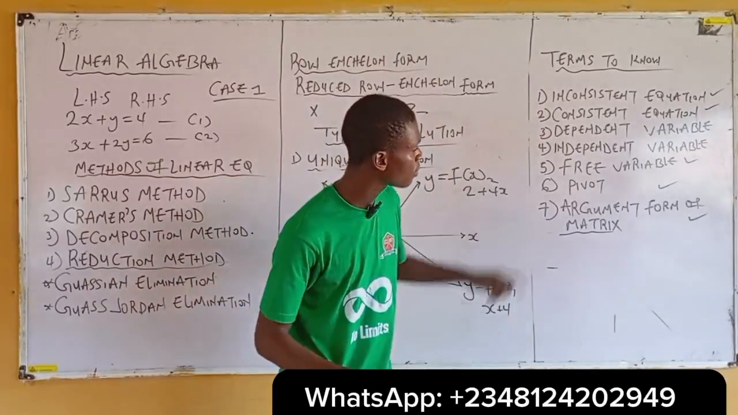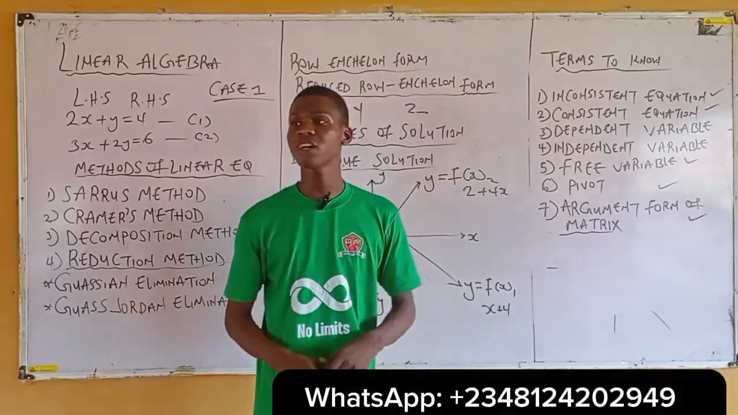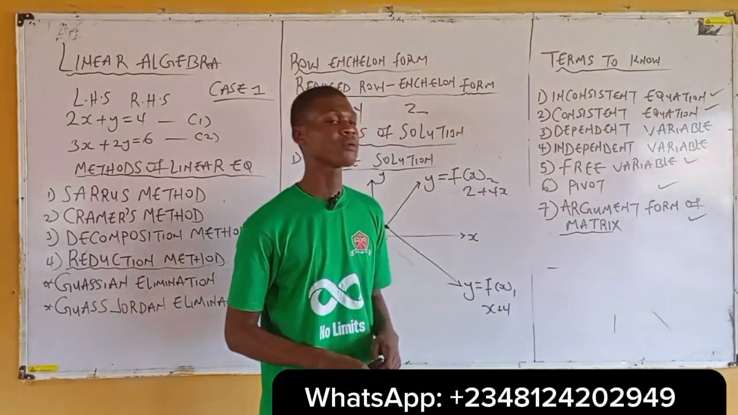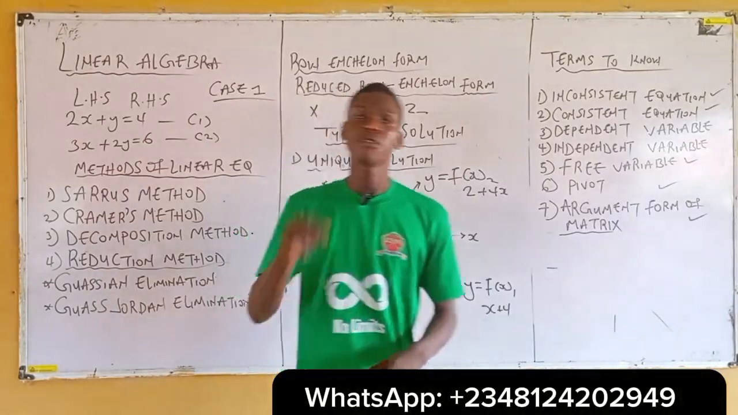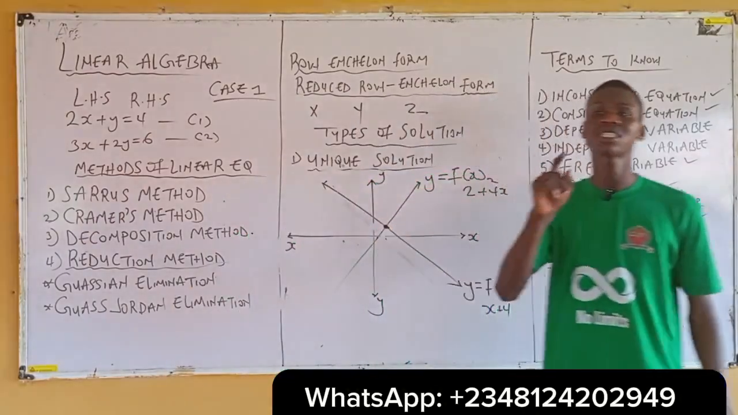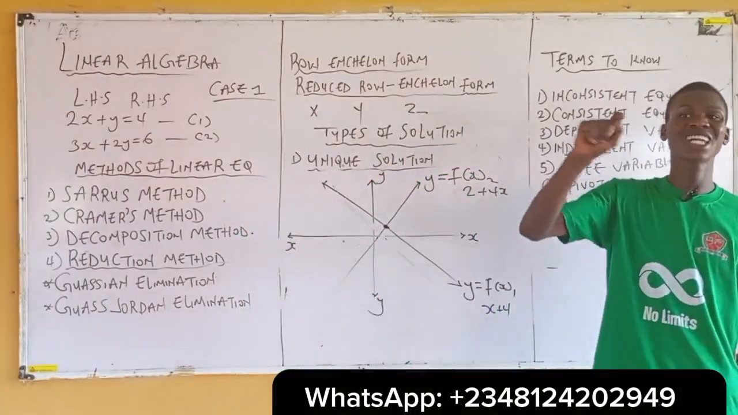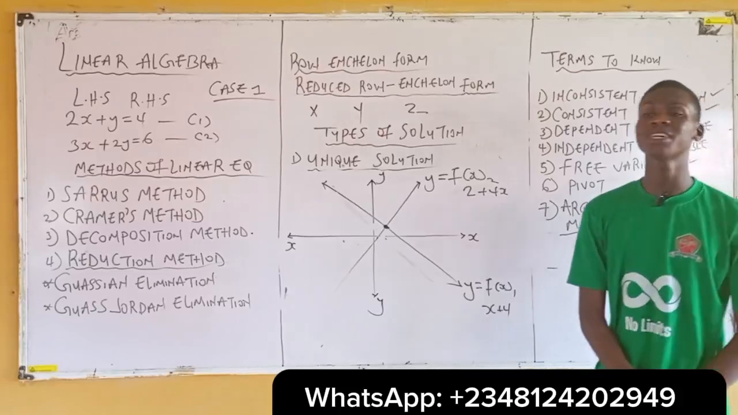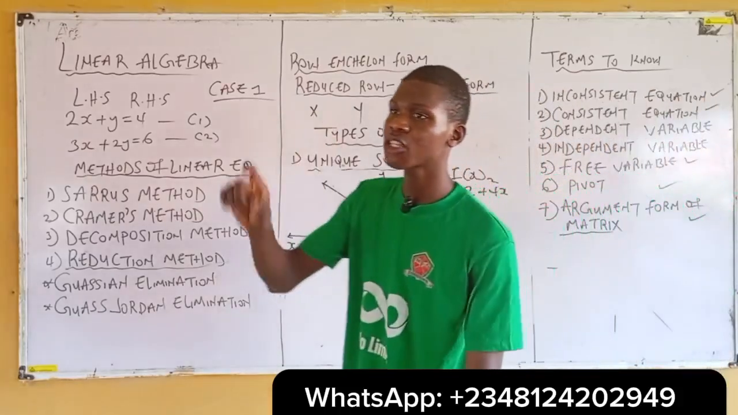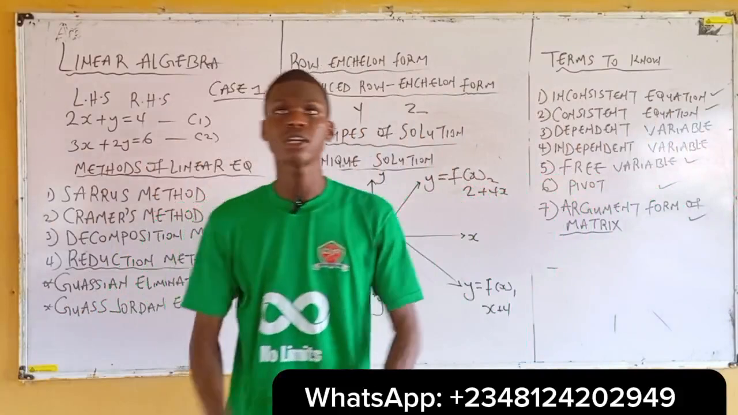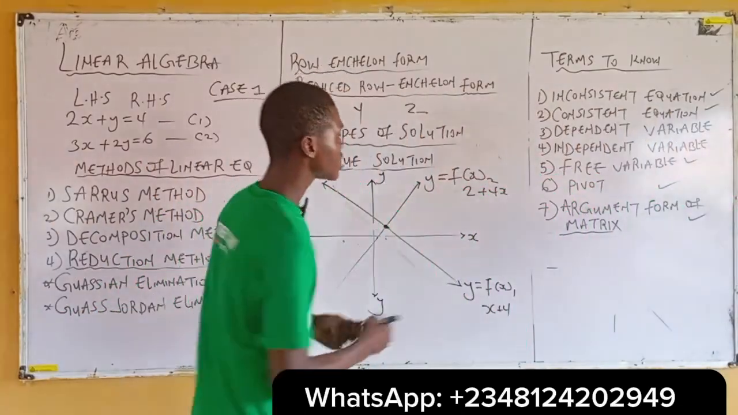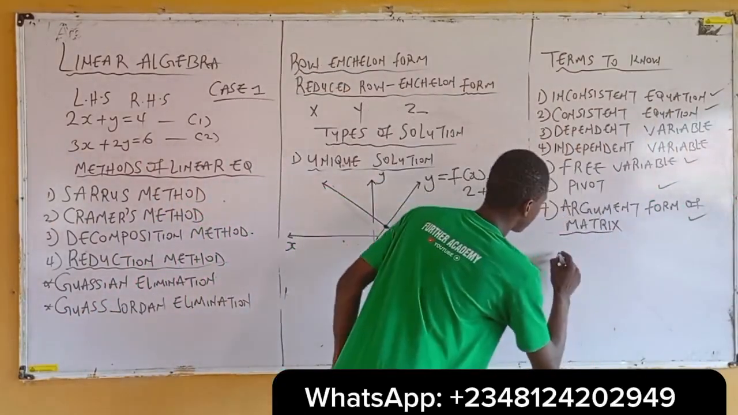Now, the next one, augmented form of a matrix. What do you understand by augmented form of a matrix? It means representing the system. Looking at your system of linear equations, you are interested in the coefficients of your system of linear equations. Then you represent them in matrix form. Let's say you have this system.